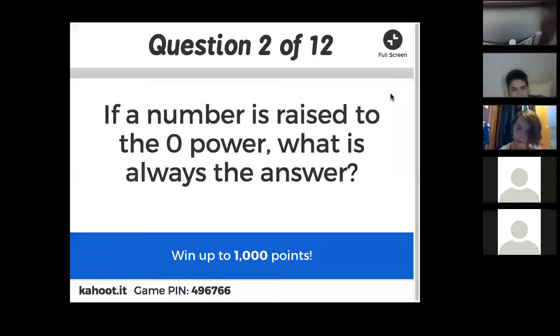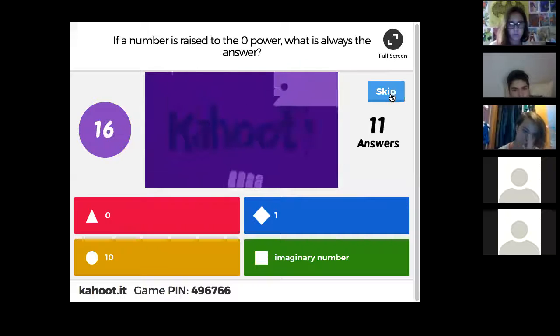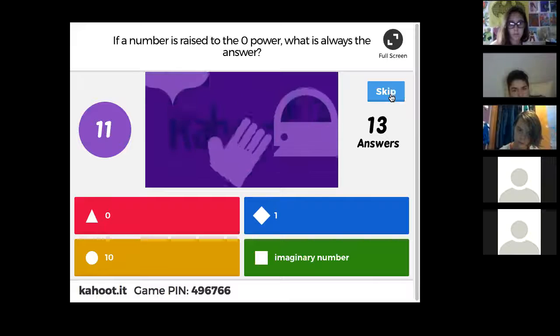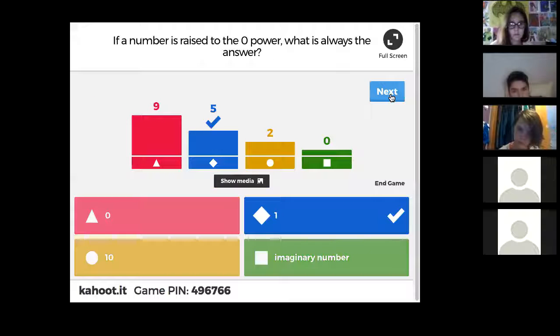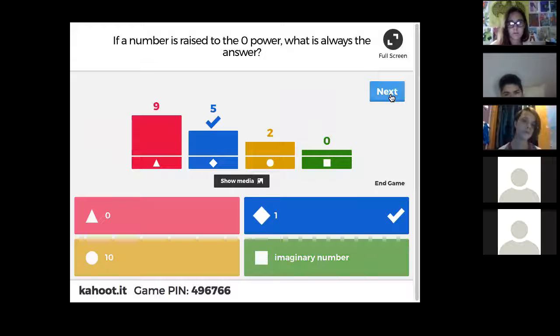Next question. If a number is raised to the 0 power, what is always the answer? Yep, answer on the screen. It's 1. That's a common mistake. It's not 0. Anything to the 0 power is 1. And mathematically in the lesson on exponent rules, it tells you why that is. So I'm not going to go into it now, but look up that lesson to go back and figure out why that is.